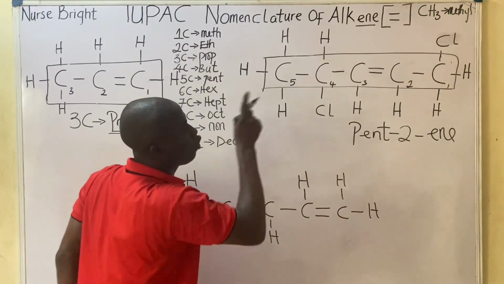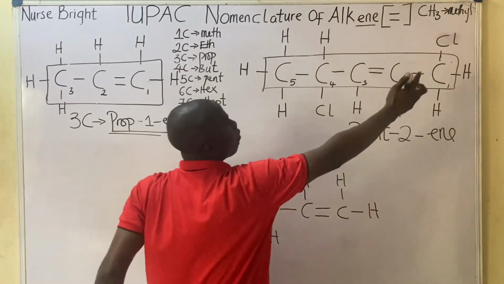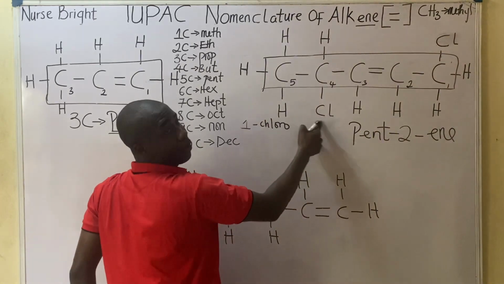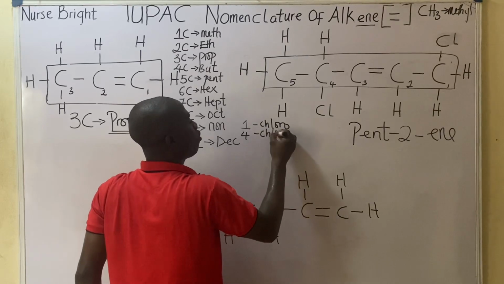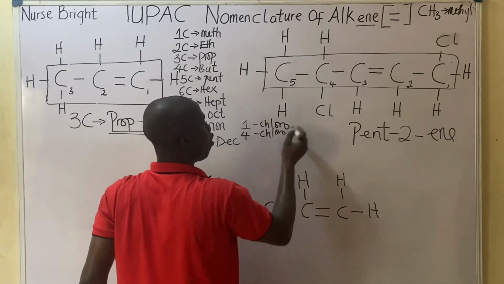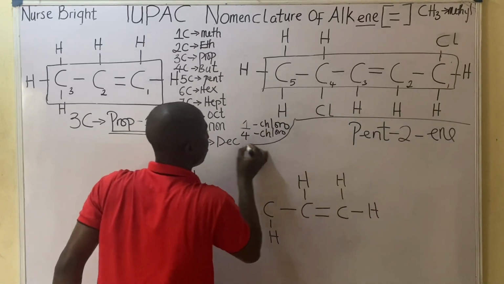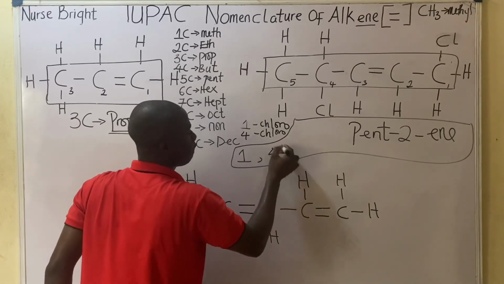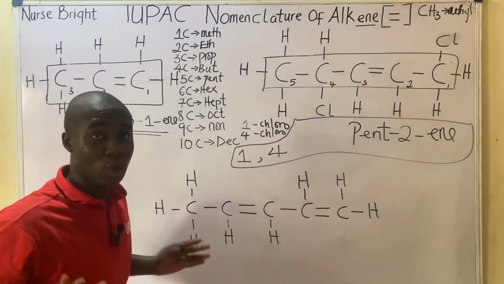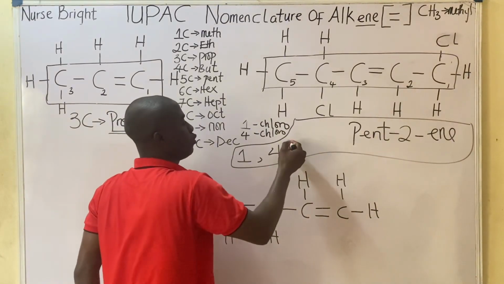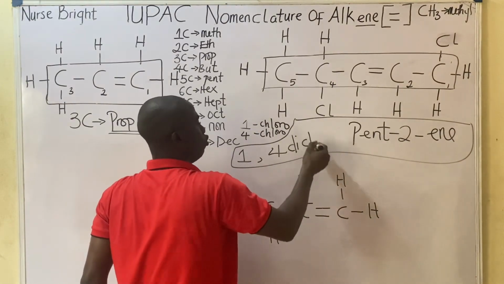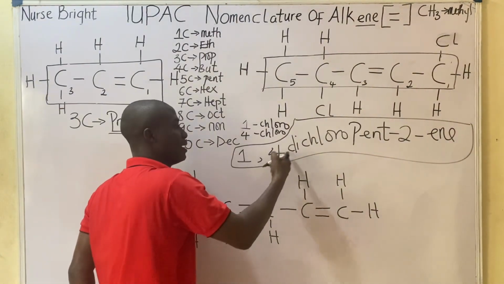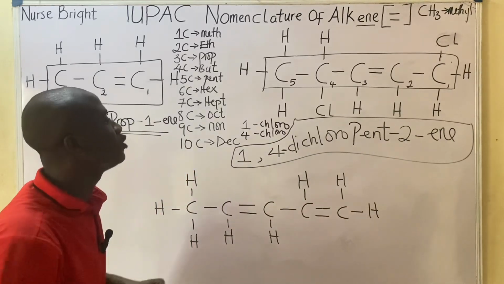So the next step is to number and name the substituents as well. At carbon 1, we had chloro, so we have 1-chloro. At carbon 4 as well, we have another chloro, so it's going to be 4-chloro. So we have to add them together. So the name of this compound becomes, look at it, very easy: 1,4. Do you understand? Because between numbers we use a comma. And how many chlorines do we have? 2. So it's going to be 1,4-dichloropent-2-ene. And note, between numbers and letters, use a dash to separate them. So this is the name of this compound.